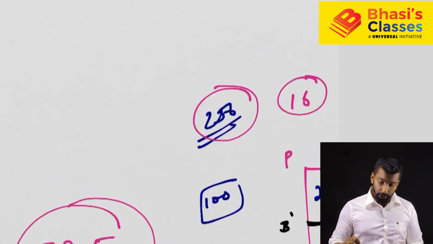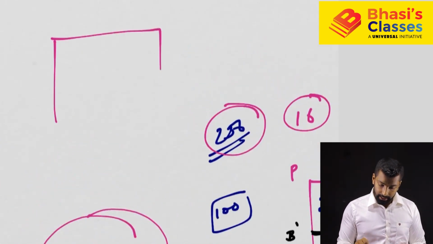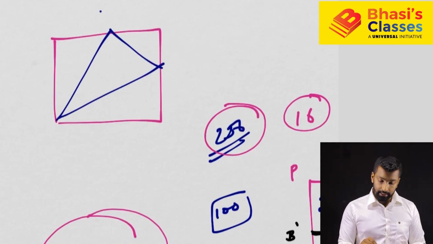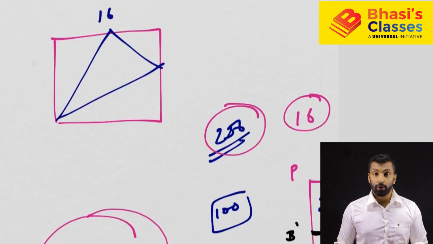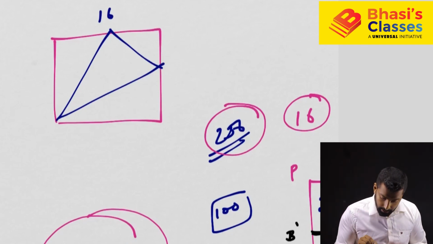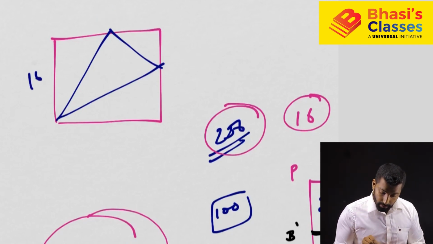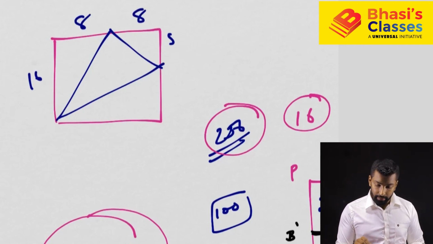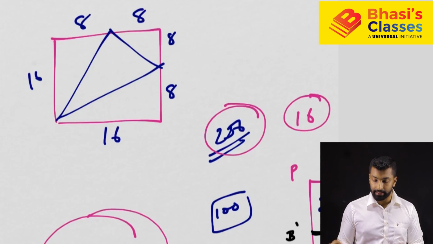Otherwise, you know what the students will do? The moment you see this kind of question, this is 16. One side is given. So what you will generally do is, this side is 16, and the moment I tell you these are midpoints, I mark it as 8, 8, 8, 8, and this is 16.